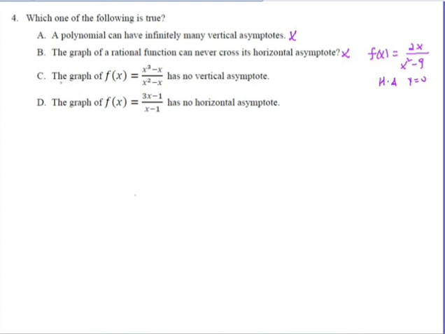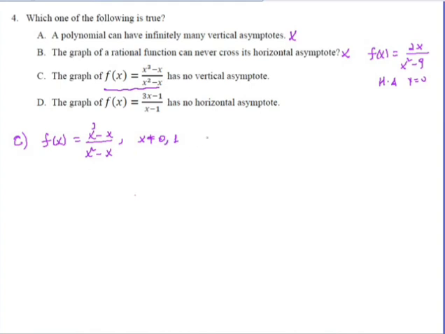Let's see the third choice. The graph of f of x is equal to x cubed minus x over x squared minus x has no vertical asymptote. So let's check the function in C. f of x is x cubed minus x over x squared minus x. Basically, this function is not defined at x equals 0 and at x equals 1. x cannot be 0, x cannot be 1.